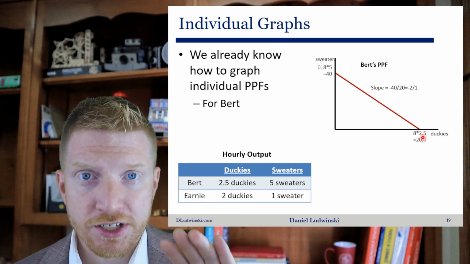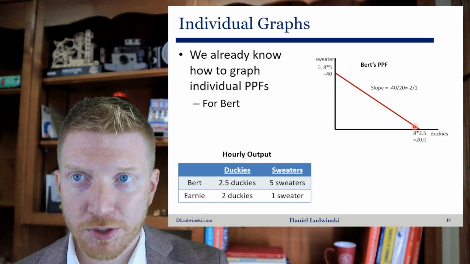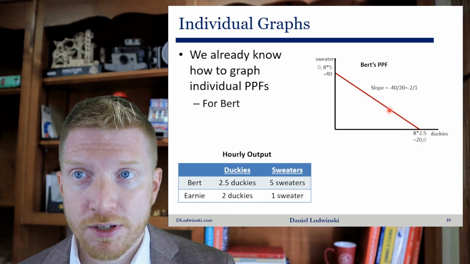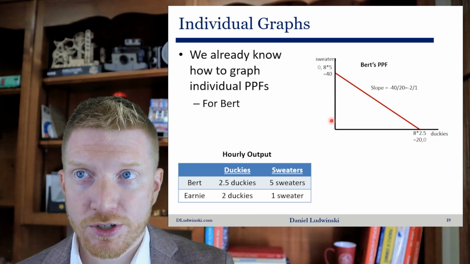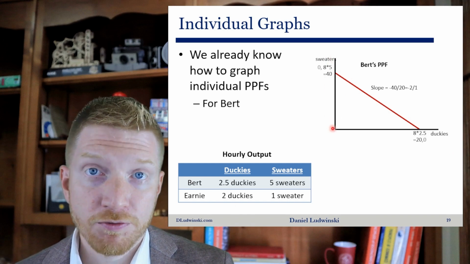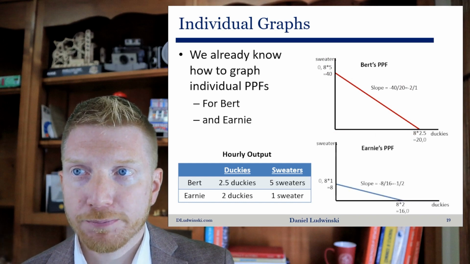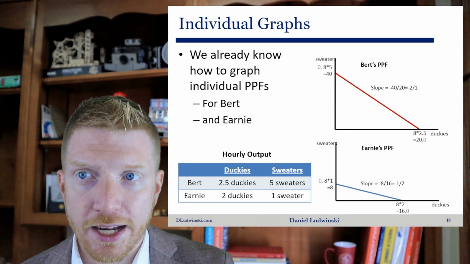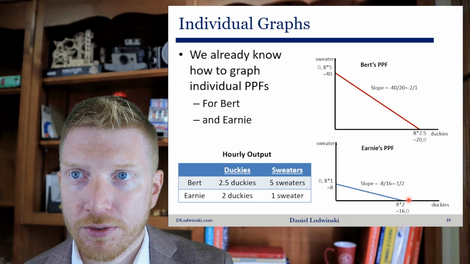And because in our simplified model there's a linear relationship, a constant trade-off between the two, his possibilities is simply the straight line between those two extremes. Now, I'm also emphasizing the slope of that line, which is the fall moving from sweaters to duckies, of 40 over 20, or a slope of -2 over 1. That was Bert. For Ernie, the maximum amount of sweaters he can make is only 8, because he's only making 1 sweater per hour. The maximum number of duckies he can make is 16, and his slope is -1/2.